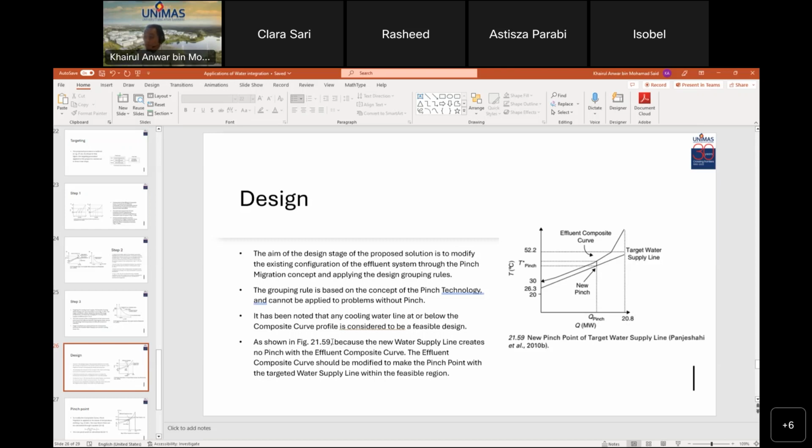So as shown in figure 21.59, the new water supply line creates no pinch with the effluent composite curve. So the target new supply line is due to temperature, and the effluent composite curve should be modified to make a pinch point with the targeted water supply line within the feasible region.